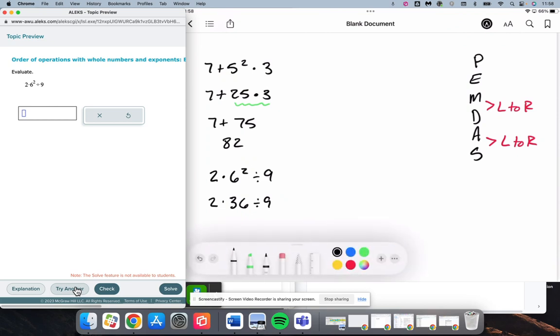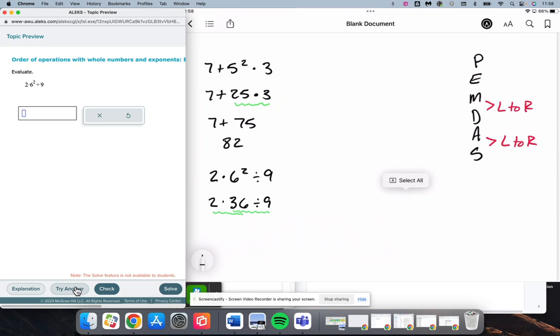Now we have multiplication or division from left to right. I see multiplication here. I see division here. We do those from left to right. So 2 times 36 is 72. Divided by 9 is 8.